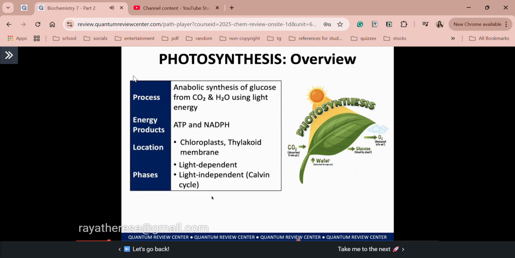This is the overview of our photosynthetic reactions. Again, our main process here is anabolic. Meaning, we need an input of energy because we are synthesizing large macromolecules. Here, we have glucose. Okay, class, right?